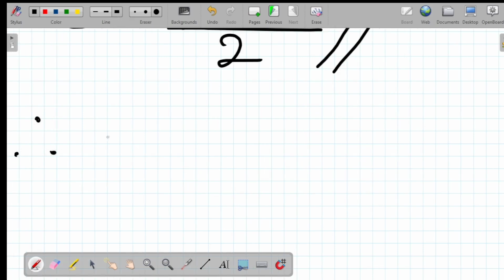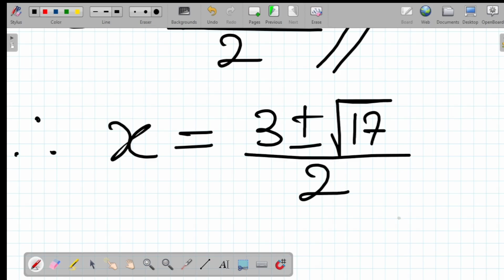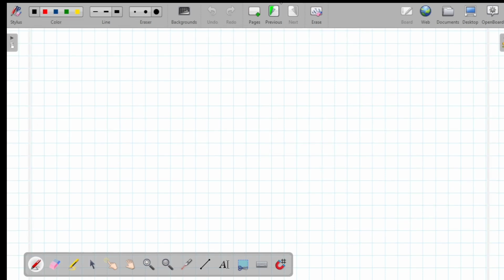Therefore, x is equal to 3 plus or minus square root of 17 all over 2. So this is our final answer. All right, so let's solve another example.